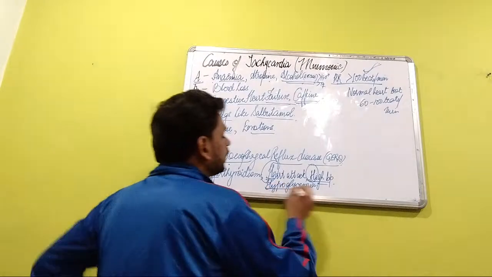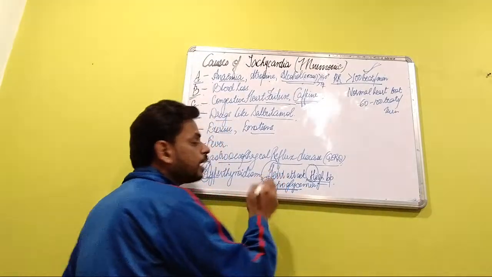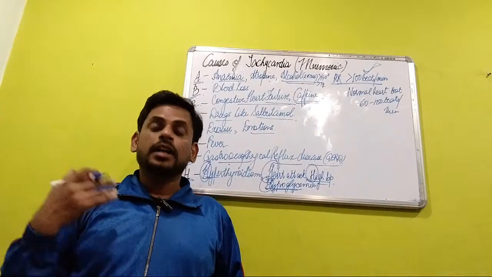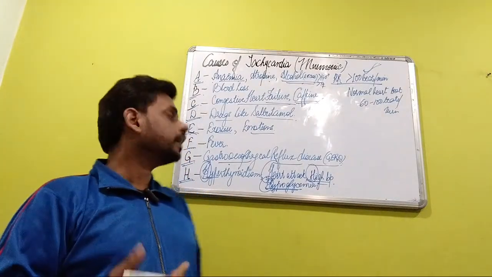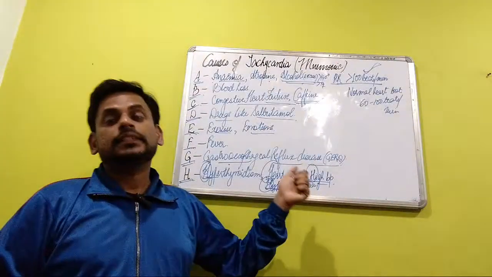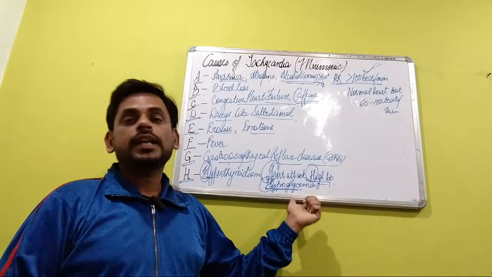And last but not the least, in conditions of hypoglycemia. This hypoglycemia can be due to an excess of insulin intake, or in certain other conditions of hypoglycemia also, there is an increase in heart rate, which is called tachycardia.